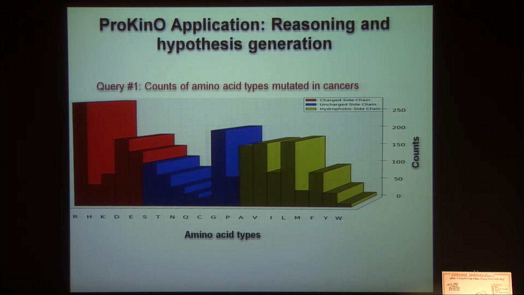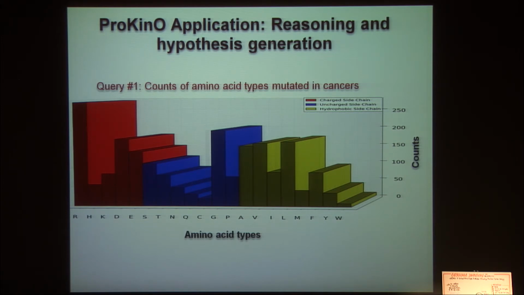So here's a simple query. You want to see, out of the 20 amino acids, which amino acids are more frequently mutated in cancers. This is a very simple query, and until now nobody had really performed a query like this. You can see that arginines are somehow more frequently mutated. I certainly didn't expect this until I really saw this data.